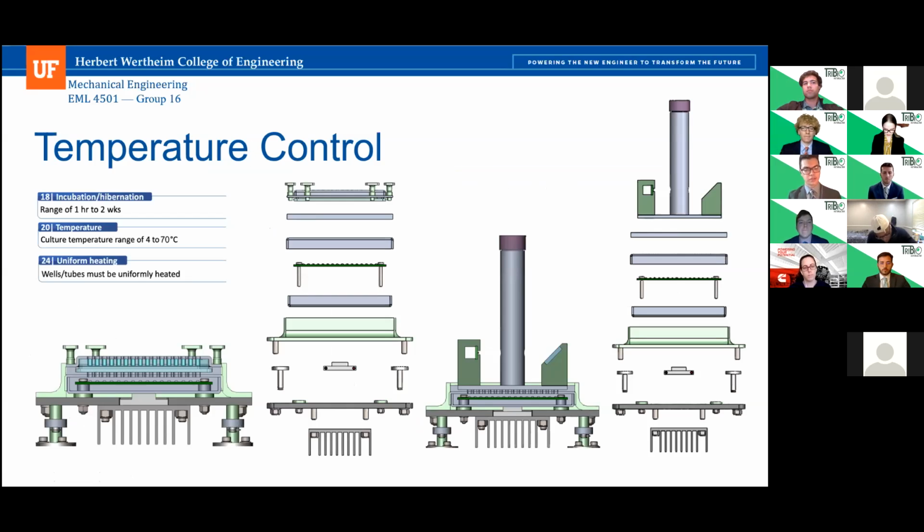For temperature control, we use multi-stage Peltier plates that heat each well plate or two via conduction. And as you can see down here, we have a heat sink on the underside of the Peltier plates and a fan in the module to dissipate any unwanted heat.